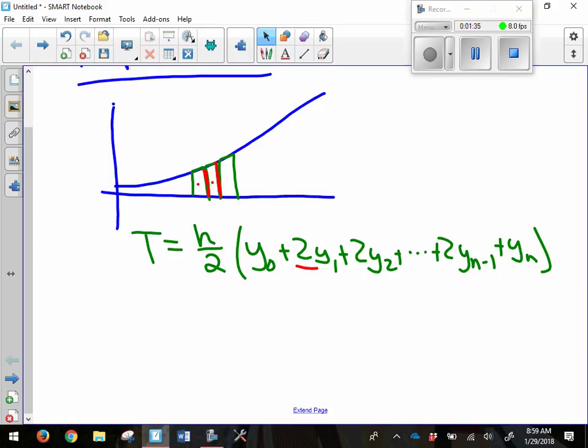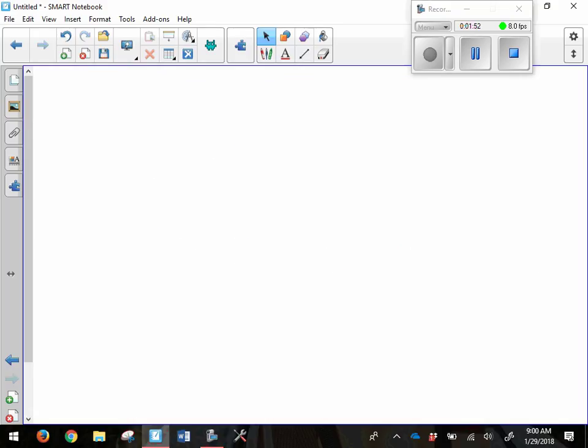So that was a good tool to use when we're finding the area under the curve. We were also able to use it when we were trying to find the area under the curve using a table. That was the example that we did last week. And then we had one more that we used, which was Simpson's rule.